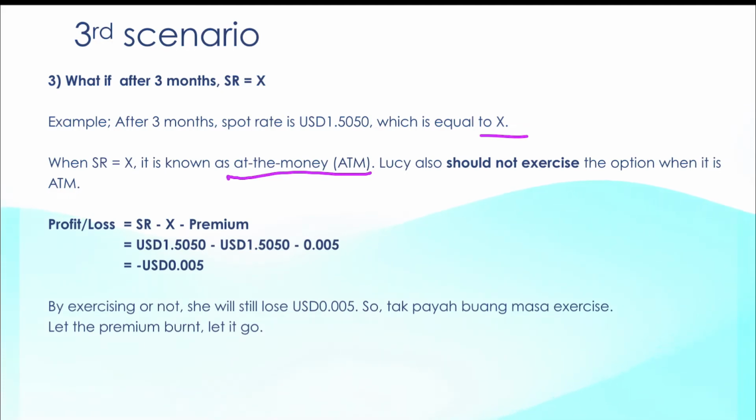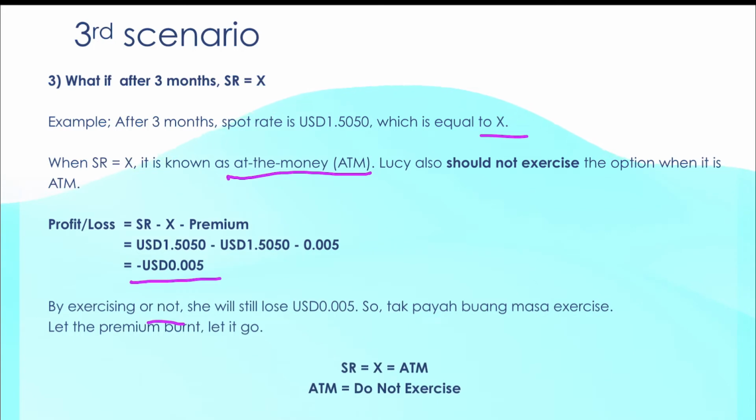So profit or loss, if she uses the option, is spot rate minus exercise rate minus premium. So she will lose negative 0.005. By exercising or not, she will still lose 0.005. So let it be, let the premium burn, let it go. SR equals X is ATM. ATM, do not exercise.